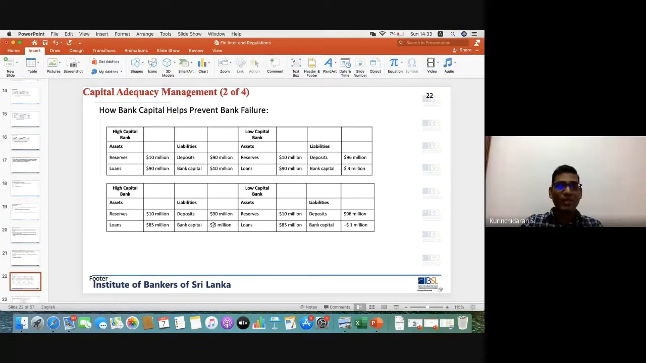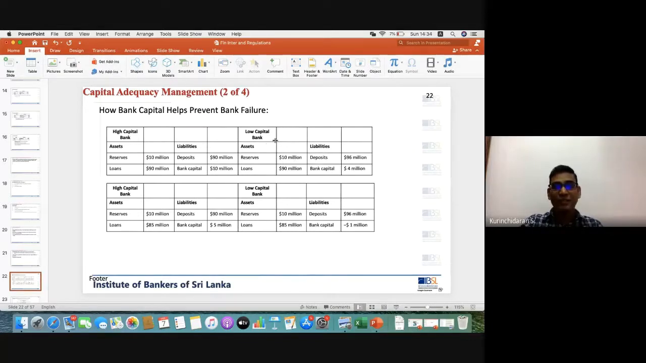You are absorbing that loss through your capital. That means you have the same 90 million deposits, but now your capital is 5 million. So now your balance sheet size is $95 million. Earlier we had a $100 million balance sheet; now we have $95 million. Why does that happen? Because of the default. Your loans became $85 million and your capital became 5 million. So even though you had a $5 million loss, you absorbed it easily because you had high capital, that means 10 million capital.